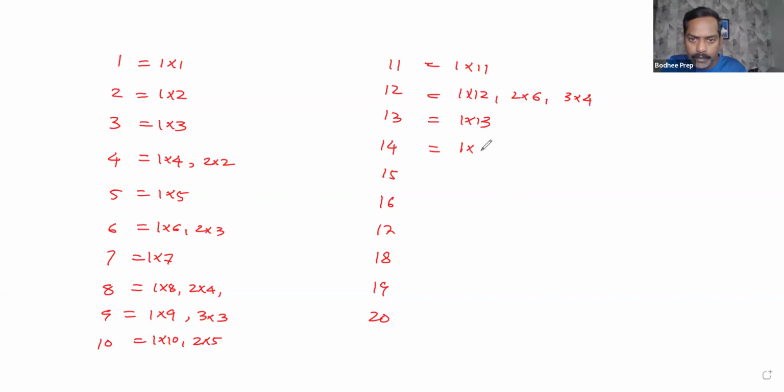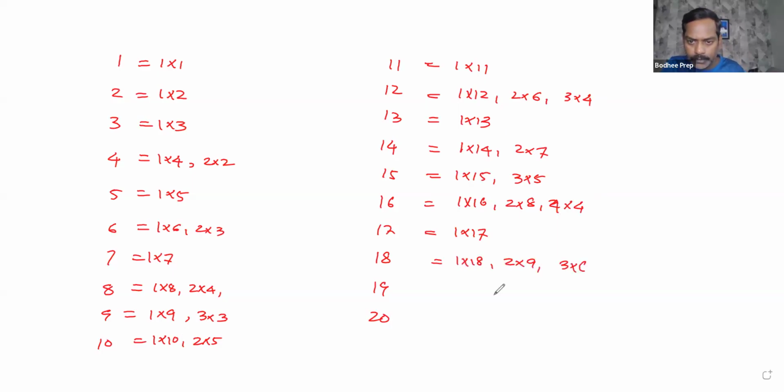For 14, we have more than one option. For 15, we have this option, this option. For 16, we have this option, as well as this option, 4 into 4. For 17, we don't have any option. For 18, we have this option, right? We have this option as well. For 19, we don't have any option. For 20, we have 1 into 20. It could be 2 into 10, right? It could be 4 into 5.